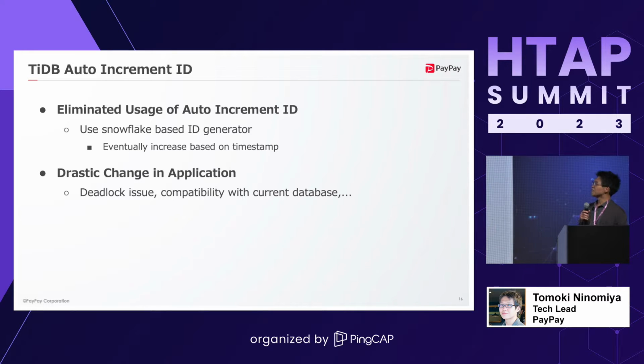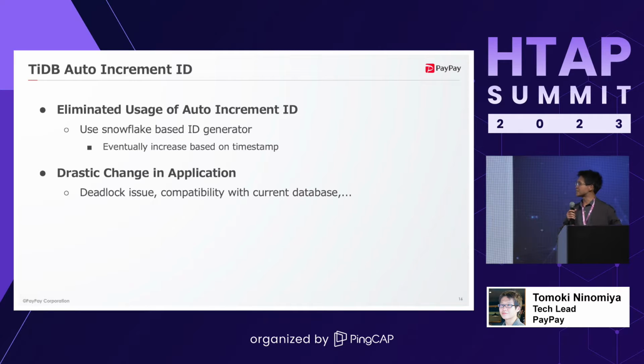We found out that some of our systems have a dependency on auto-increment ID. Then we broke down the requirements one by one, and we figured out that we need an ID increasing based on the timestamp. Then we decided to pick a Snowflake-based ID generator because its 64 bits include a timestamp, so it satisfies the requirement. This is actually a drastic change in the application because changing the ID structure itself is quite challenging.